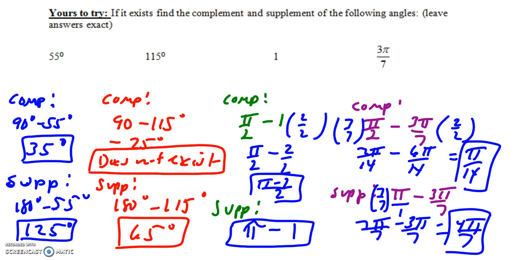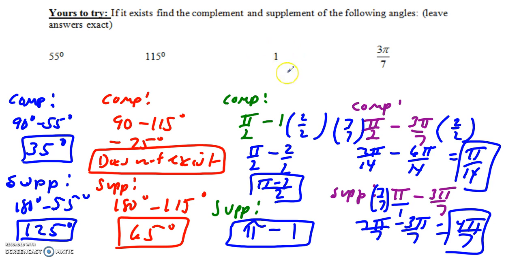All right, guys, here's my feedback for you. 55 degrees, I found that the complement, 90 minus 55, was 35 degrees. The supplement was 125 degrees. Example 2, I tried to find the complement, got negative 25, so I said the complement does not exist. The supplement I got to be 65 degrees.